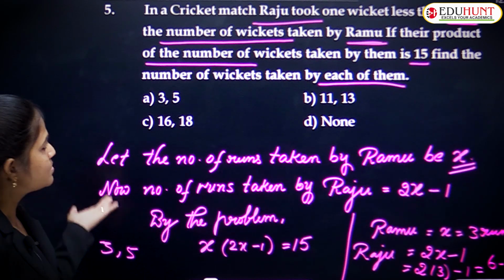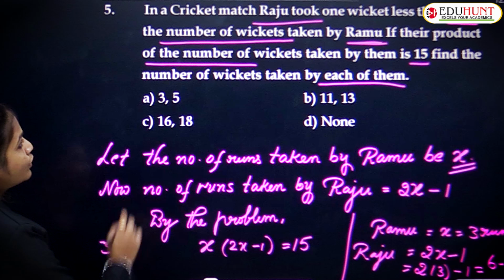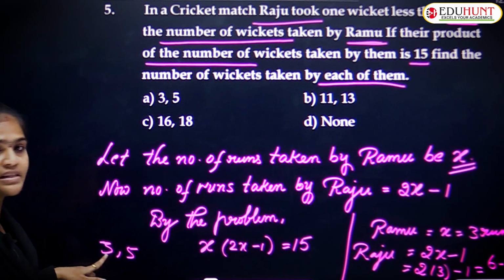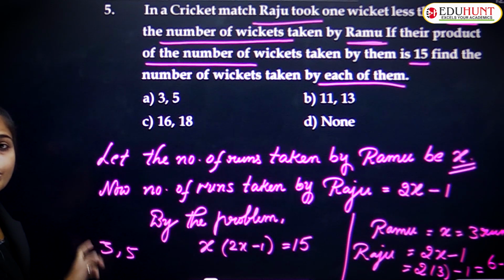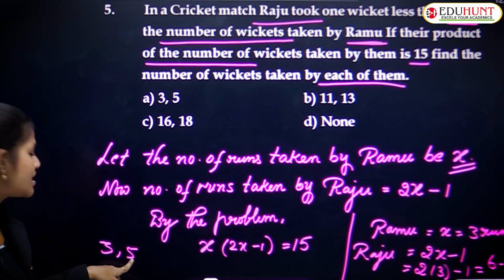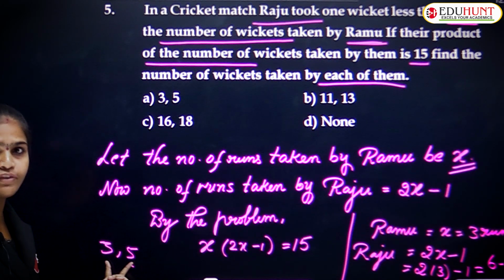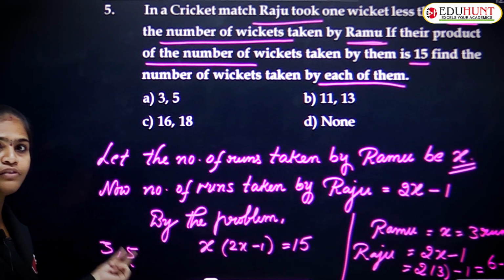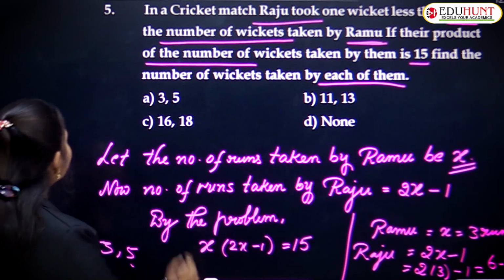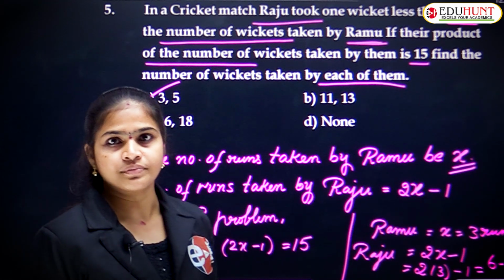Clear? Just observe whether it is clear or not. Raju took 1 less than 2 times the number taken by Ramu. Ramu took 3 runs, so 2 times 3 is 6, and less than 1, so 6 minus 1 is equal to 5. And in the same way, the product of their runs is equal to 15, so 3 into 5 is equal to 15. So that is also satisfied, no? So which option is correct here? Yes, option A is correct. That is 3, 5. Clear children?